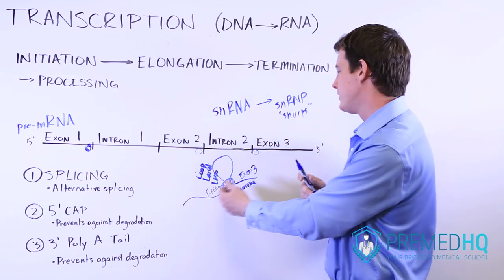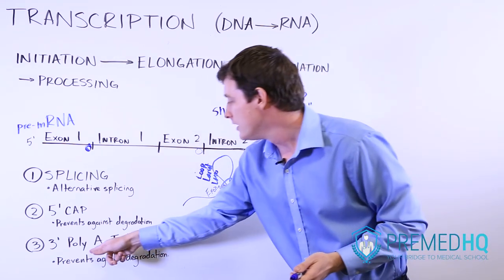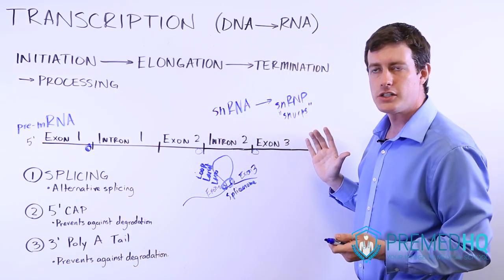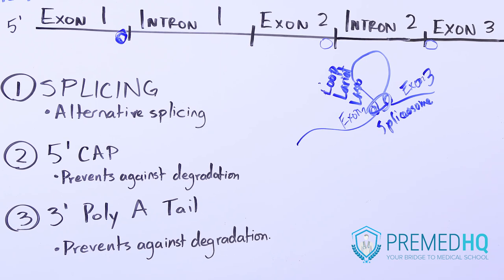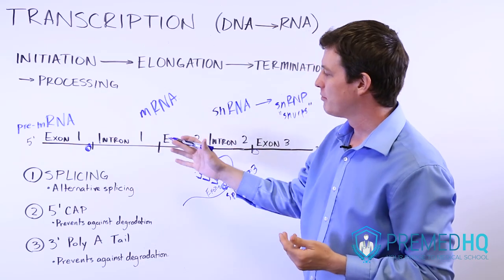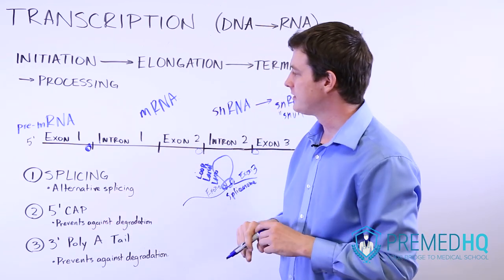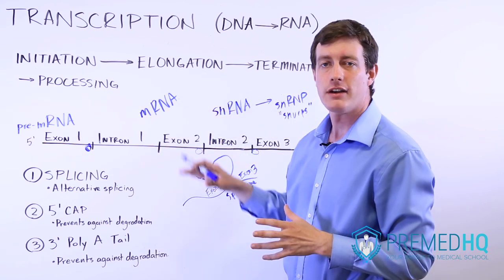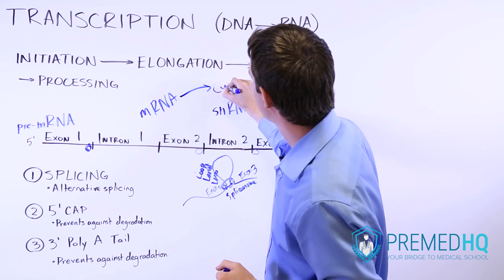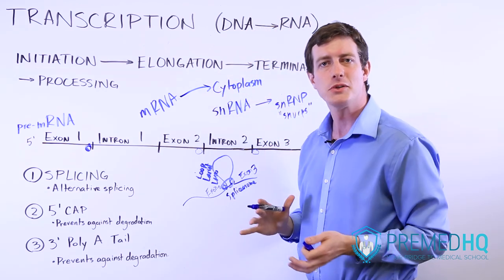And on the 3' end, we'll be adding a poly A tail. It's a group with a lot of adenine nucleotides, many of those, and those also prevent against degradation. So once the splicing has occurred and we've eliminated the introns from our primary transcript, we've added a 5' cap and a 3' poly A tail. Now we have an mRNA, a messenger RNA, that is capable of leaving the nucleus and entering the cytoplasm in order to be translated and converted into proteins.